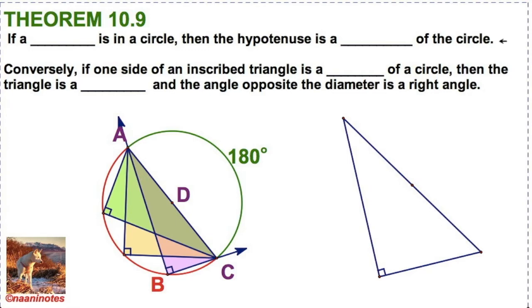Let's see what we've got. So this part of the theorem in this direction says, if a right triangle is in a circle, then the hypotenuse is a diameter of a circle. Pretty cool.